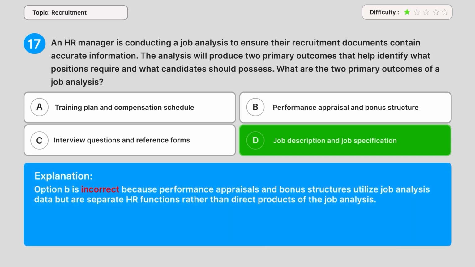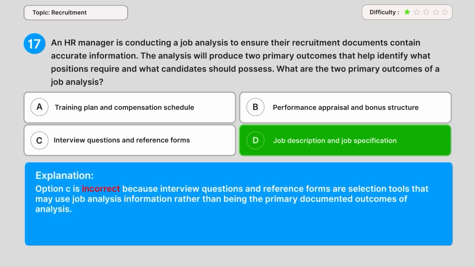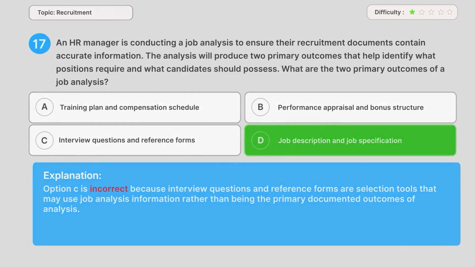Option B is incorrect because performance appraisals and bonus structures utilize job analysis data but are separate HR functions rather than direct products of the job analysis. Option C is incorrect because interview questions and reference forms are selection tools that may use job analysis information rather than being the primary documented outcomes of analysis.